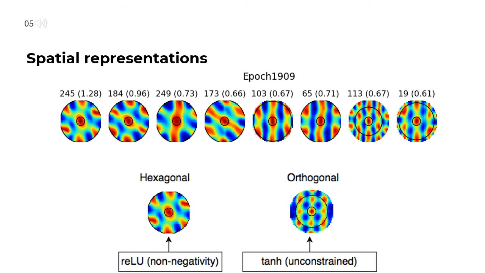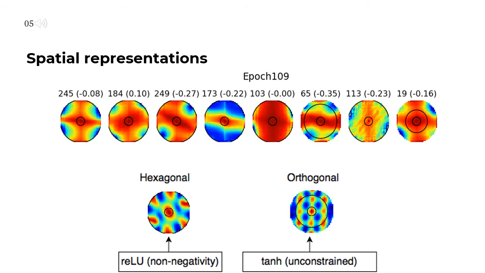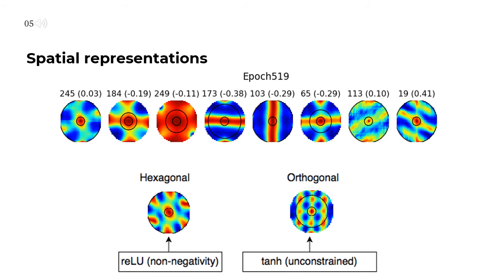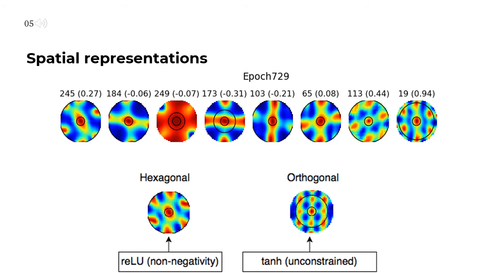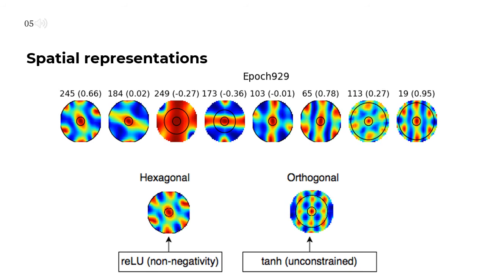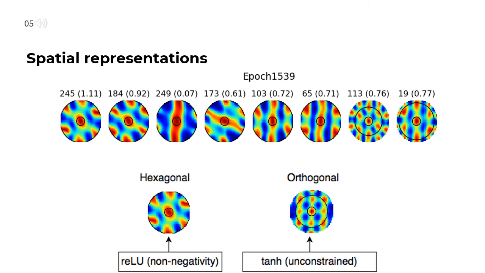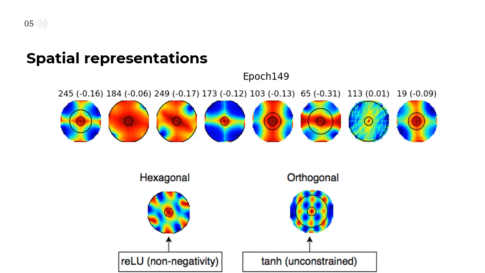We wanted to test out Sorscher et al.'s hypothesis that adding a non-negative constraint would produce hexagonal patterns. Therefore, we added a ReLU activation function to the LSTM hidden cells. However, we saw the opposite result to the one stated. We only observed orthogonal patterns and no hexagonal ones. This was true for both DeepMind and water maze environments.